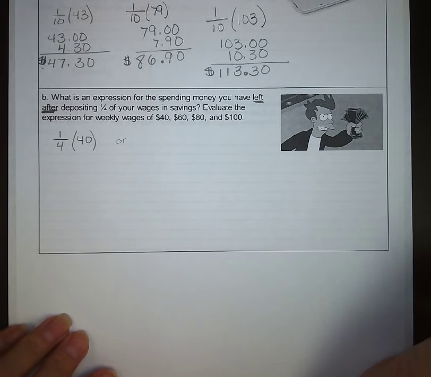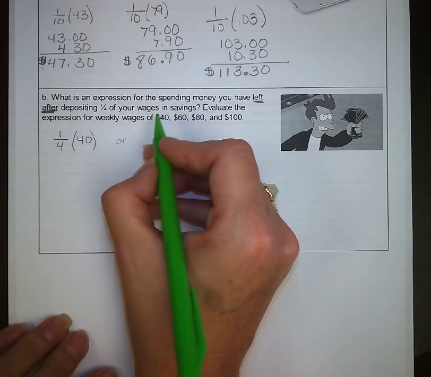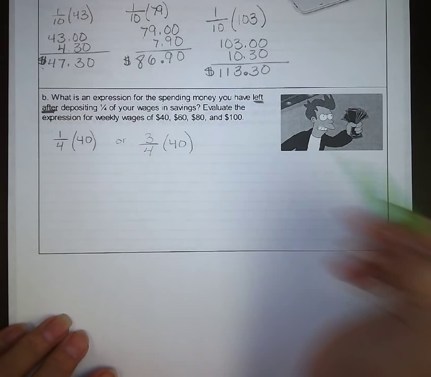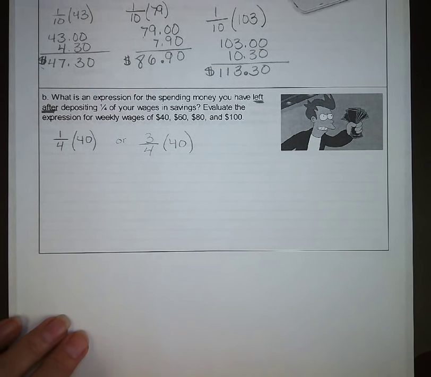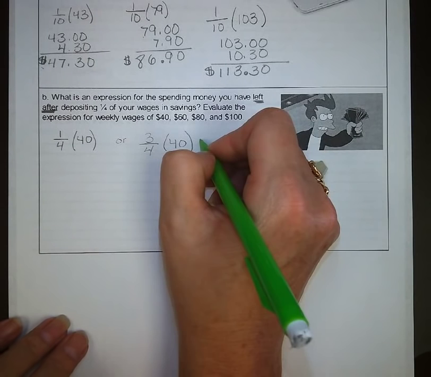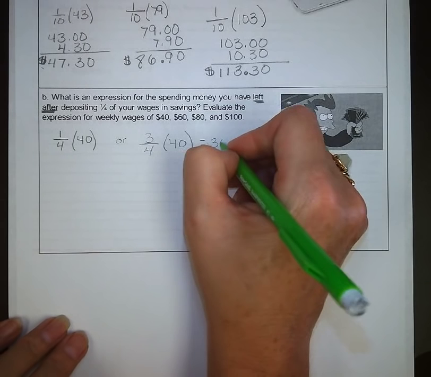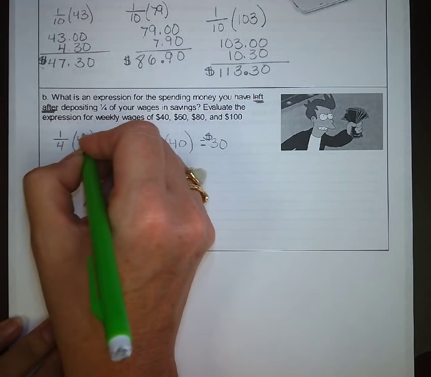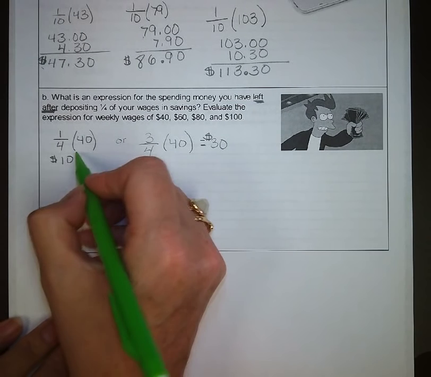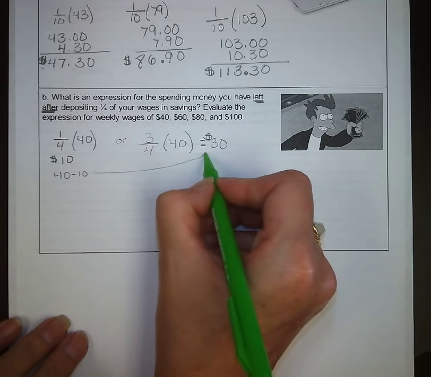Or if 1/4 goes into your savings, how much is left that you could spend? You would have 3/4 of the money left to spend. So you could just multiply 3/4 times the 40, and that'll tell you what you have left to spend. So for $40, you would have $30 left to spend. If I did it this way, $10 would go into savings, and once I took that $10 away, I would be left with my 30.